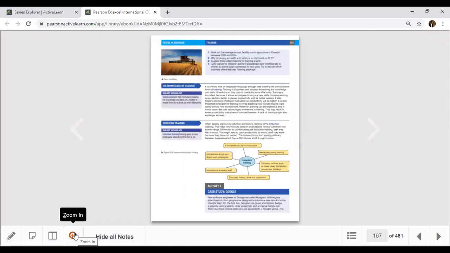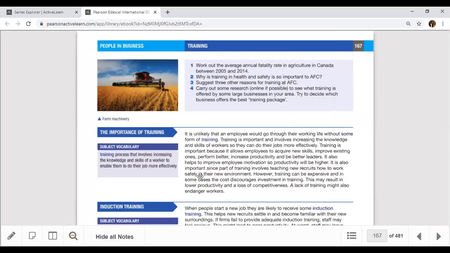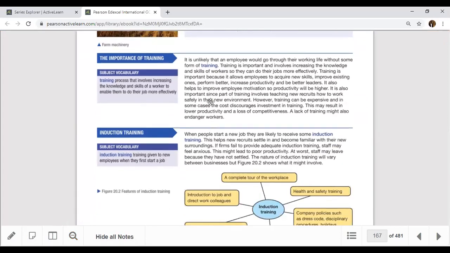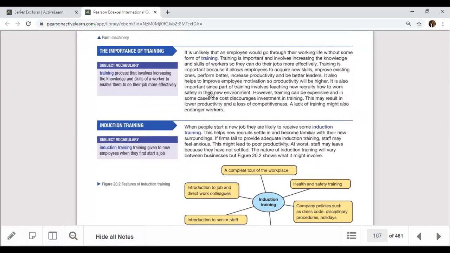So let's talk about the importance of training. You can see it is unlikely that an employee would go through their working life without some form of training in an organization. For a new worker, you should give some kind of training.